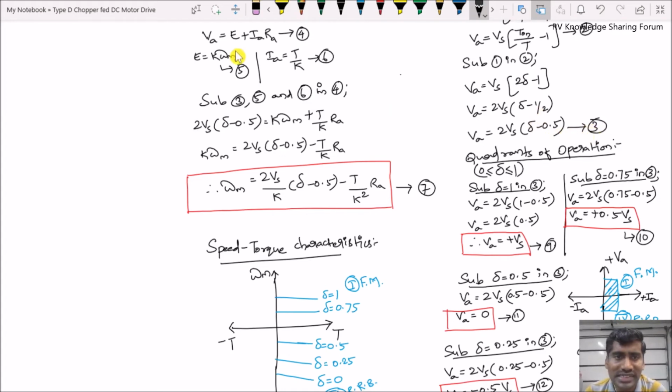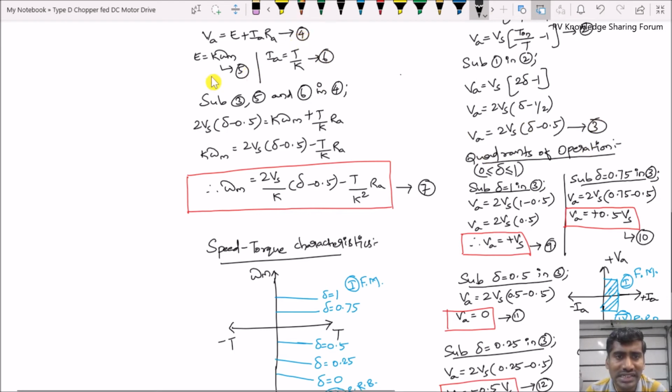Now let us proceed from equation 4 on the left hand side. Please look at the left hand side of equation 4. The equation of a DC motor is given as VA is equal to E plus IaRa. The back EMF of the motor is given as E is equal to K into omega, which is represented by equation 5. The armature current of the motor is given by Ia is equal to T by K, which is represented by equation 6. Now let us substitute equations 3, 5 and 6 in equation 4.